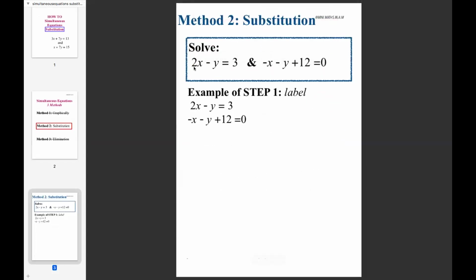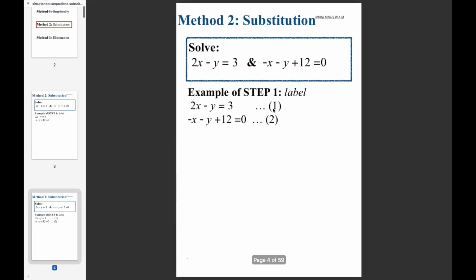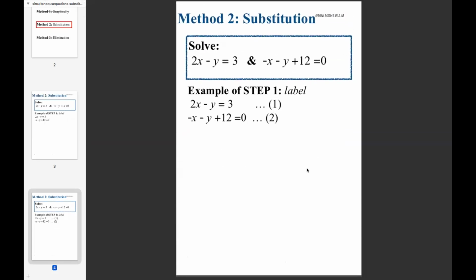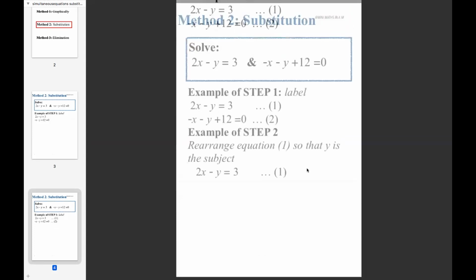Okay, so for our first example, we have 2x minus y equals 3 and negative x minus y plus 12 equals 0. Our first step is just to label these equations, equation 1 and equation 2, and that just makes our working out a little bit easier to follow.